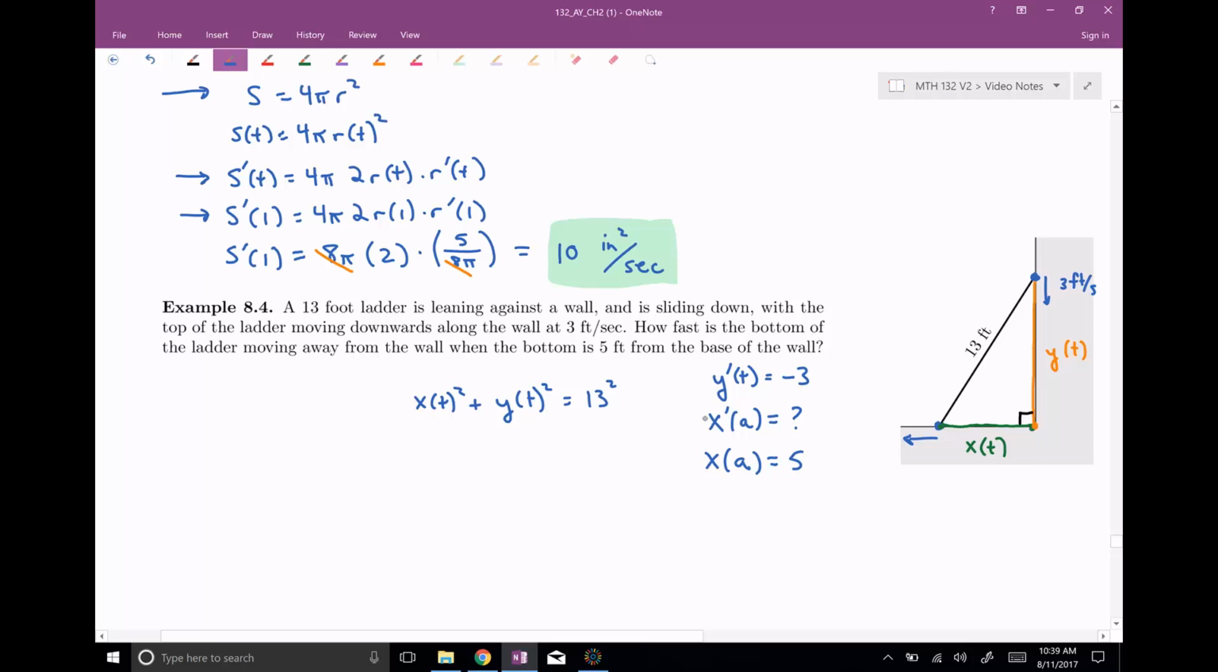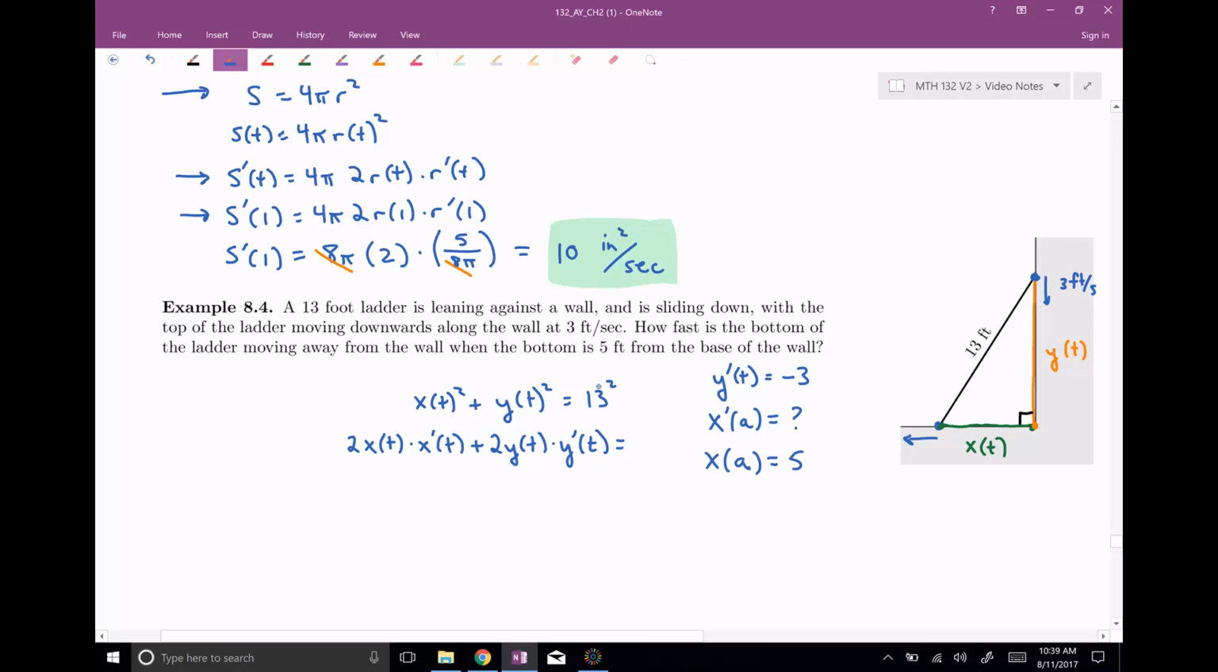Well, now we move on to step 2: we differentiate this equation. The 2 comes down and we have x of t raised to the first power times, thanks to the chain rule, x prime of t. So this is a derivative with respect to time. Next up, 2y of t, technically raised to the first power here, times y prime of t. And the derivative of 13 squared, which is maybe a little misleading the way I have it written, but 13 squared is the same thing as 169.